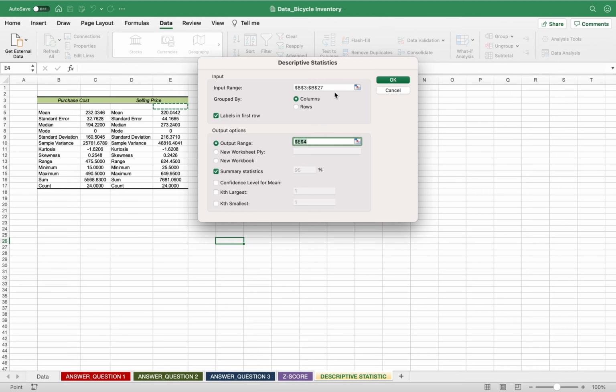The last one for descriptive statistic, I use data analysis, and then I click descriptive statistic. For the input range, I put all of the data from the first sheet, and then for the output range, I put it over here, and then I click OK. It will show the answer like this.